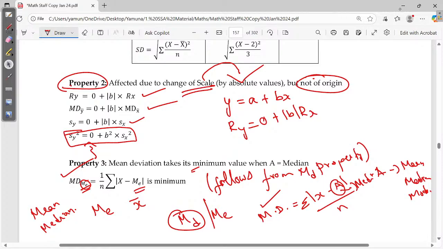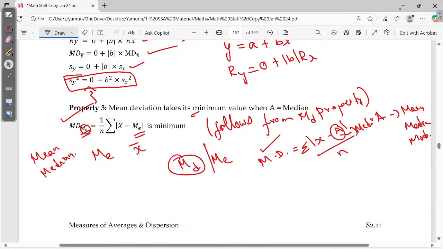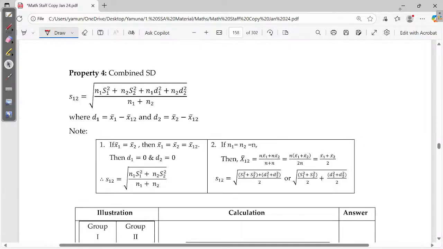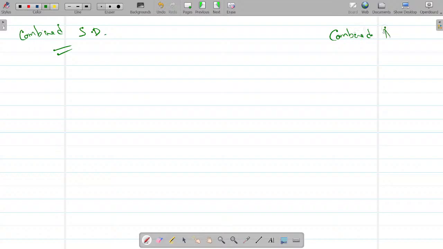Is it okay? Shall I take over? Next is property 4. This is with respect to combined standard deviation. So you can please join with me. Combined standard deviation. Already we have done the related concept called combined arithmetic mean.